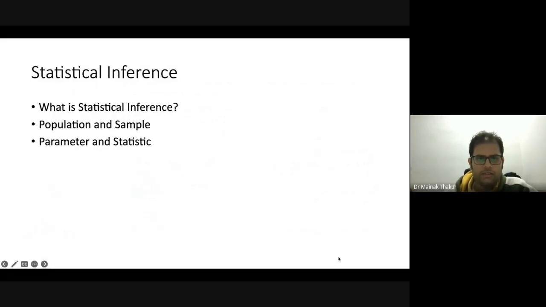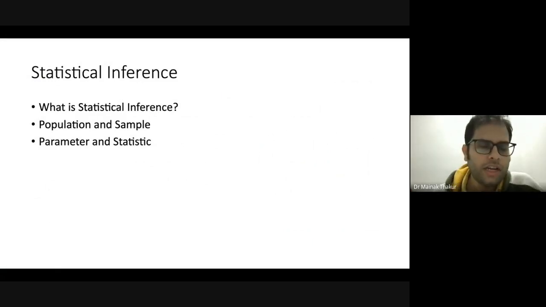Next is statistical inference. We need to talk about sampling distributions. These things come under the inference topic. So we need a little bit of understanding of inference before we move forward to sampling distribution. What is statistical inference? Statistical inference is where you need to infer something about a huge population.